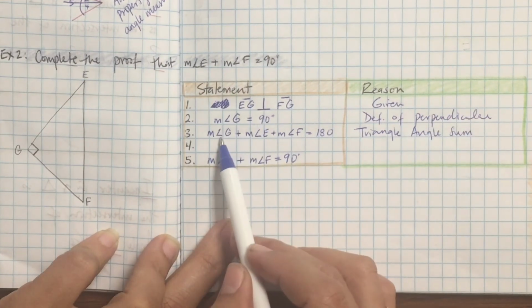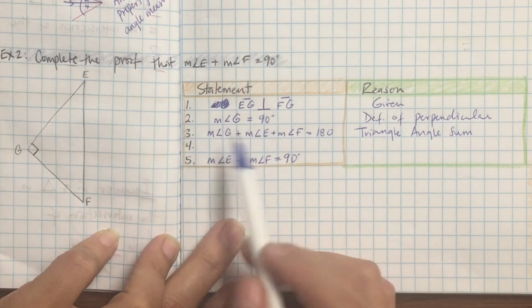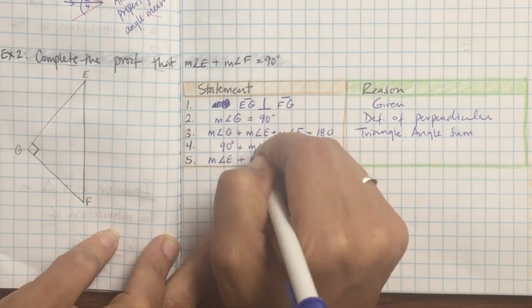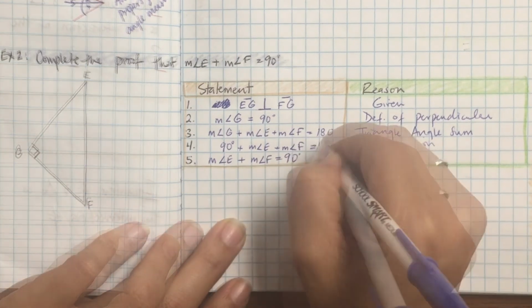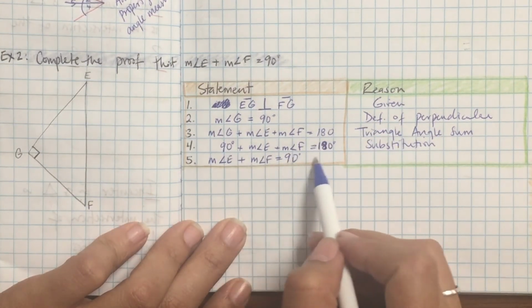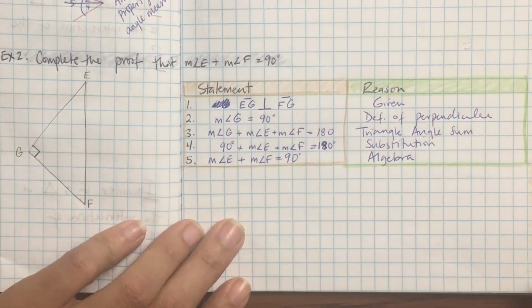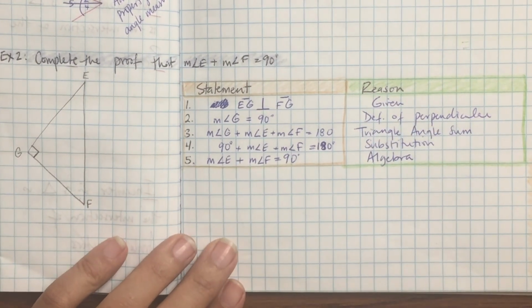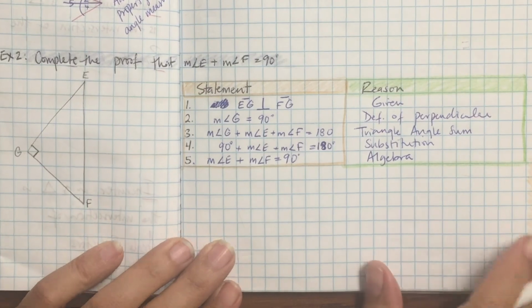So now that I know that, I can just simply say, well, I already know angle G is 90 degrees, right? So I can put 90 degrees there, plus the measures of angle E and angle F has to equal 180. And then what I did, I just substituted G for 90. So now why is it that E and F is equal to 90? Because of algebra. I took the 90 across the river, so 180 minus 90 is 90.